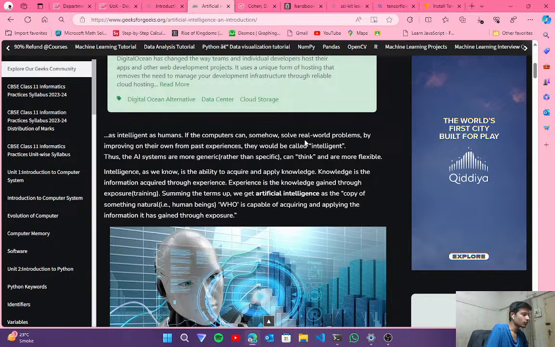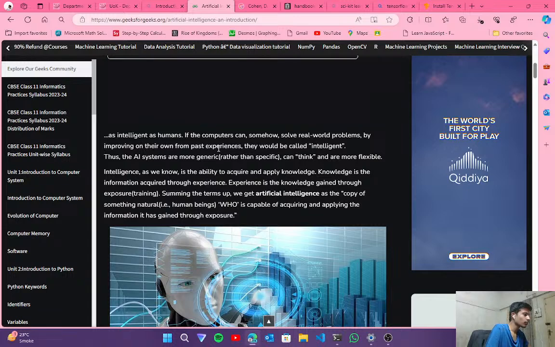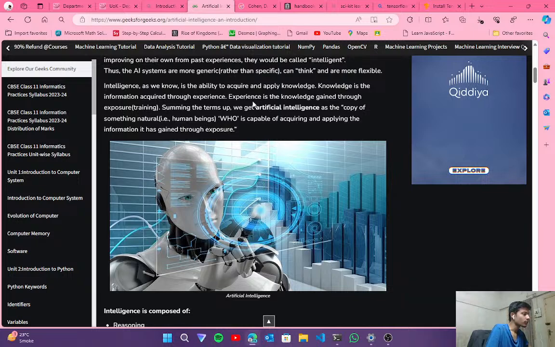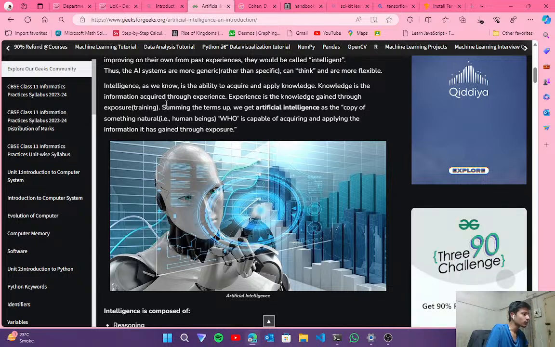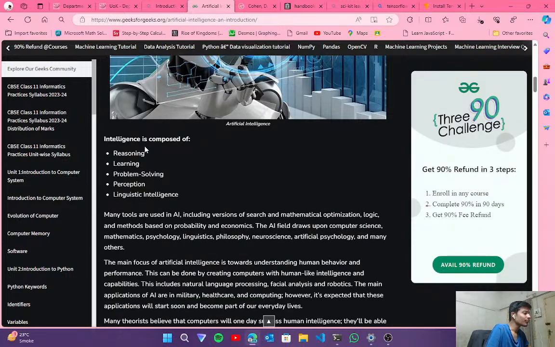If the computer can somehow solve real world problems by improving itself from past experiences, it would be called intelligent. Thus, AI systems are more generic rather than specific, can think and are more flexible. Intelligence, as we know, is the ability to acquire and apply knowledge. Knowledge is the information acquired through experience. Experience is the knowledge gained through exposure to training. Summing the terms up, we get artificial intelligence as the copy of something natural, i.e., human beings, who are capable of acquiring and applying the information they have gained through exposure. Intelligence is composed of reasoning, learning, problem solving, perception, and linguistic intelligence.